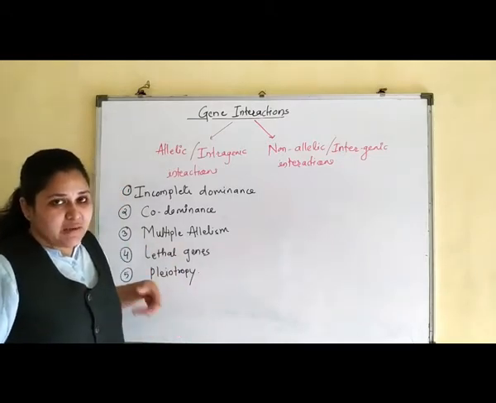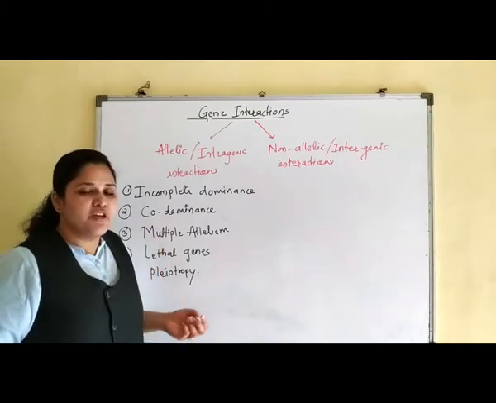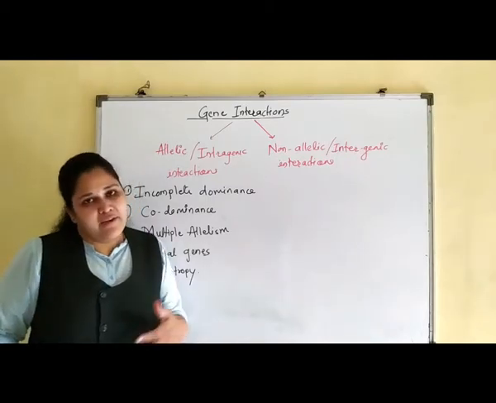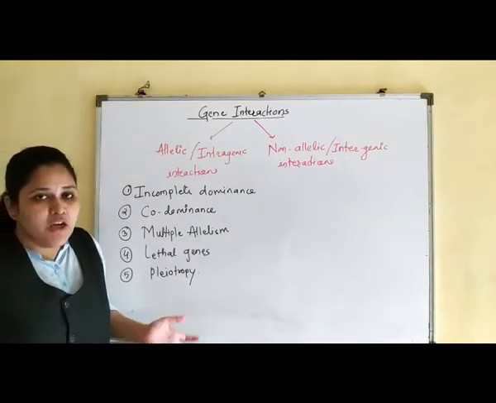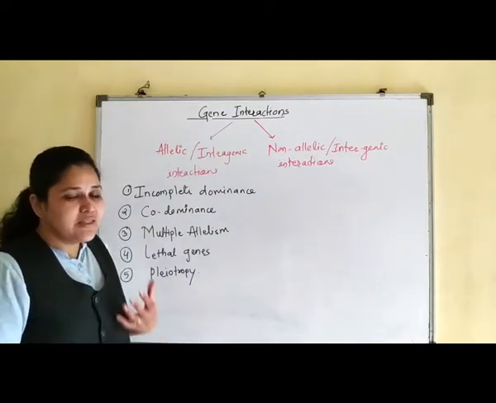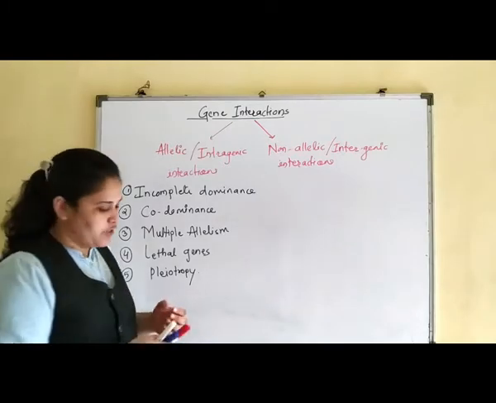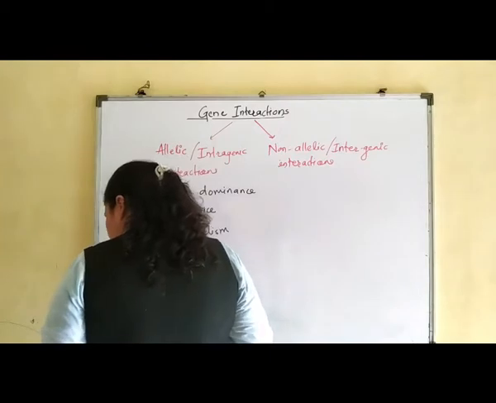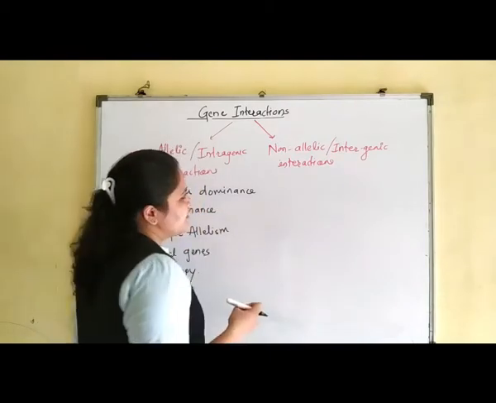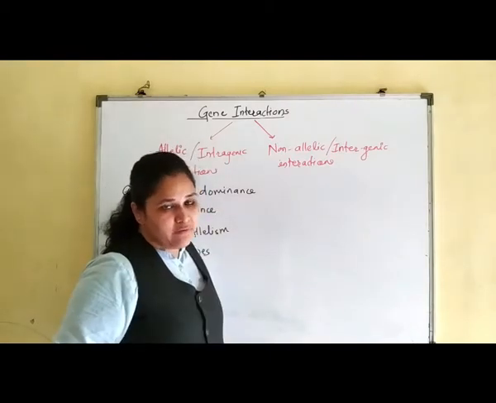In this case, different features or characters are regulated by a single gene, but it may have two or more than two alleles. So interactions among these alleles are responsible for a particular type of phenotype. The examples of non-allelic interaction are between different alleles of more than one gene.